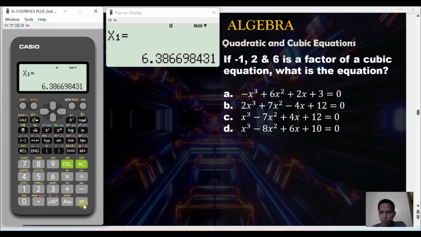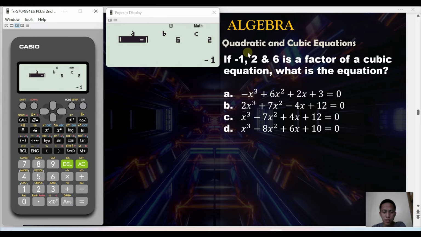So, x1 is 6 point something. So, basically, hindi na talaga siya answer. So, hindi siya yung hinahanap natin. So, dapat yung root natin is negative 1, 2, and 6. So, if the answer is letter B, yung coefficient ng x cubed, that is 2. Okay, so trial and error tayo guys. Reverse engineering from the choices.